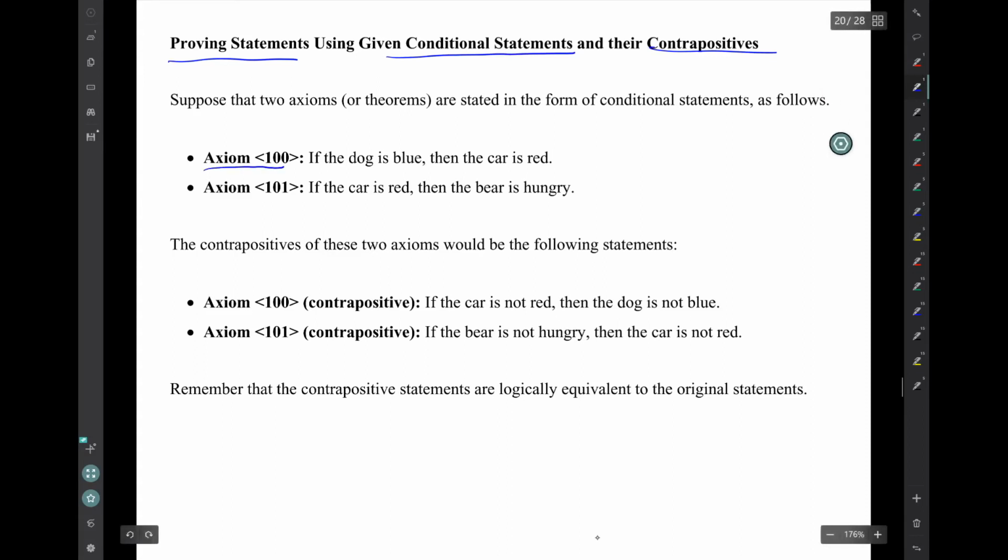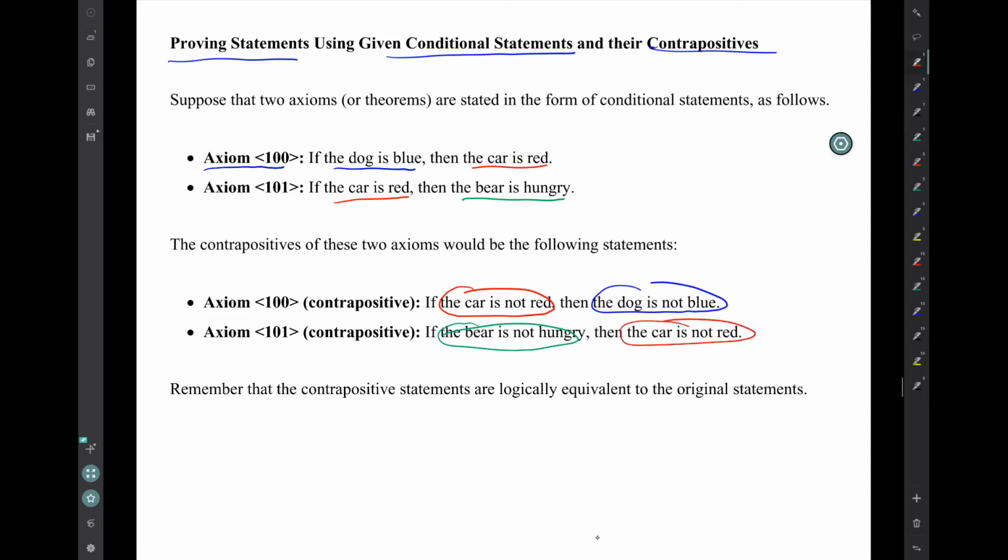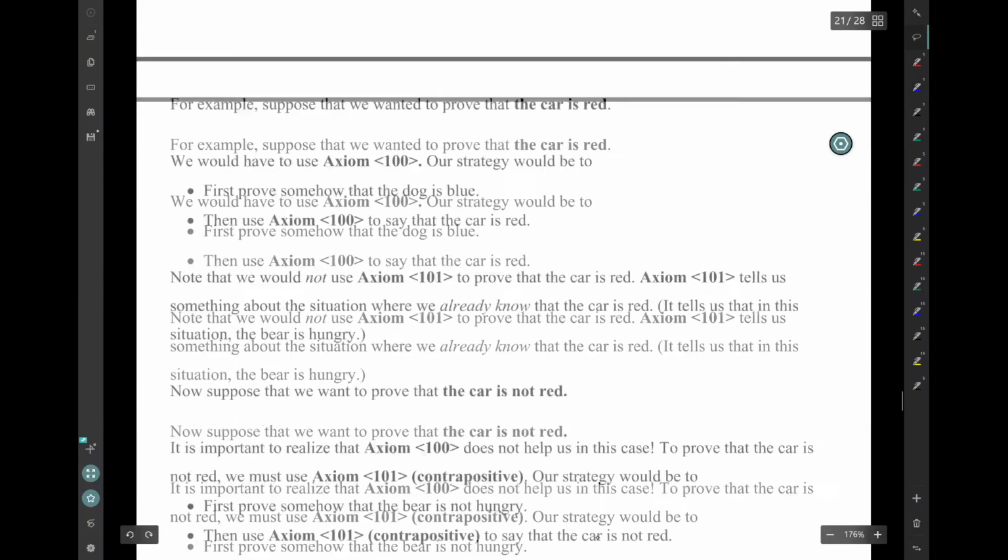Axiom 100 says, if the dog is blue, then the car is red. Axiom 101 says, if the car is red, then the bear is hungry. Now the contrapositives of those 2 axioms would be these statements. Axiom 100 contrapositive would be this: if the car is not red, then the dog is not blue. Axiom 101 contrapositive would be this statement: if the bear is not hungry, then the car is not red. Remember that the contrapositive statements are logically equivalent to the original statements.